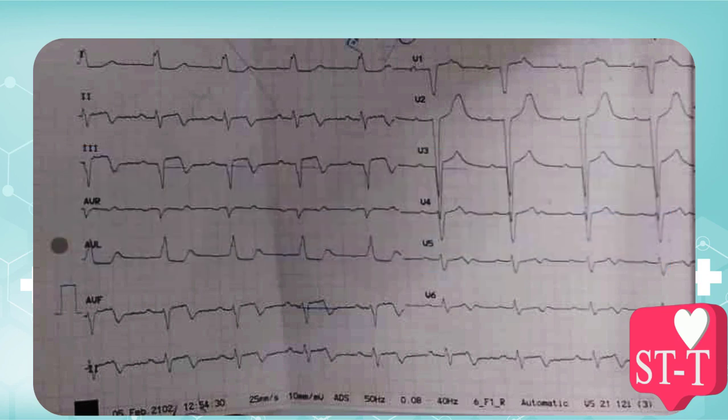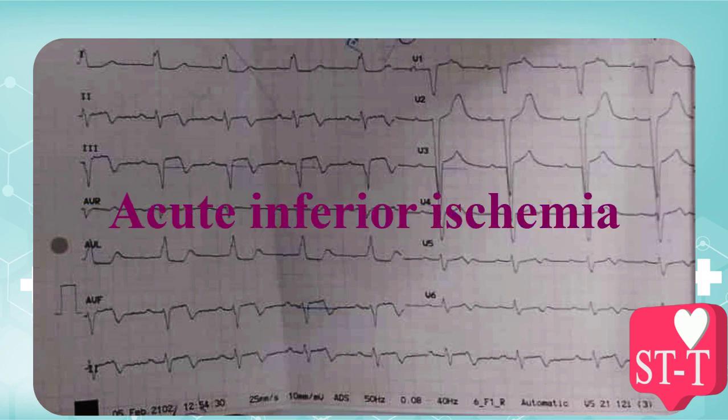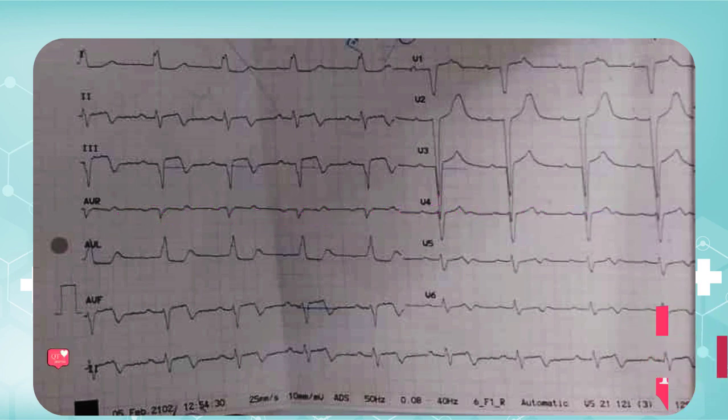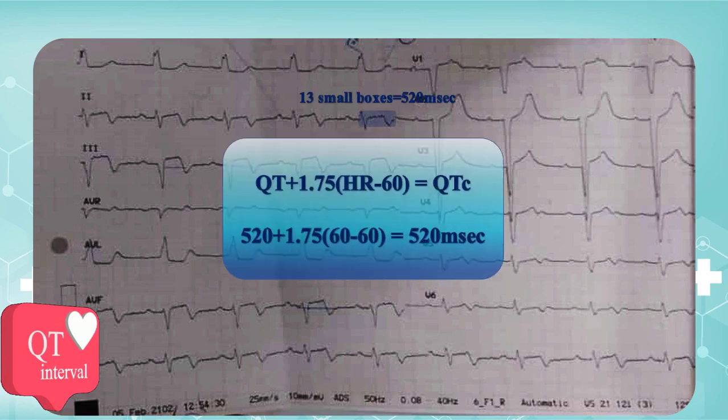In summary, the only abnormal STT change is negative QRS T concordance in inferior leads. So, acute inferior ischemia is present. The ninth step is measuring QT interval. The QT interval is 13 small boxes, so the corrected QT interval according to Hodge's formula is 520 milliseconds, which is obviously prolonged.